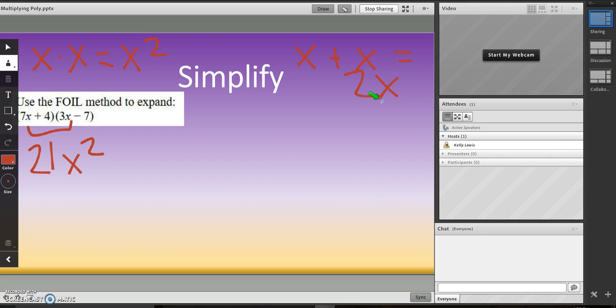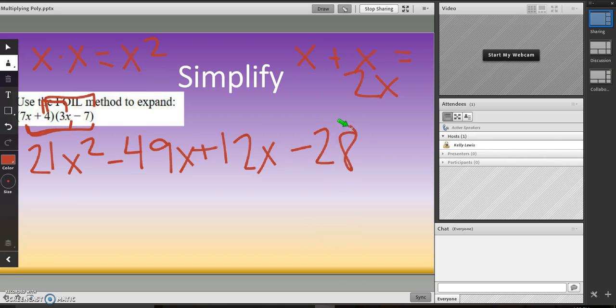All right, so first, then we're going to do the outers. So 7x times negative 7. 7 times negative 7 is negative 49. Then we're going to do the insides. 4 times 3, that's 12. And then we're going to do the lasts. 4 times negative 7 is negative 28.